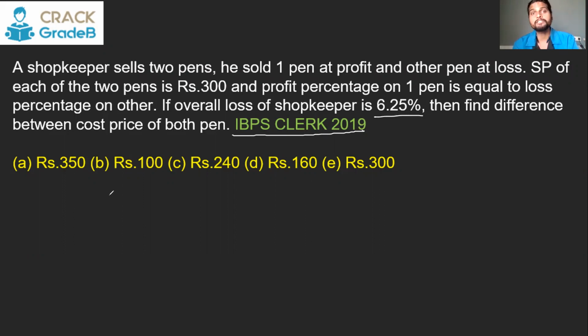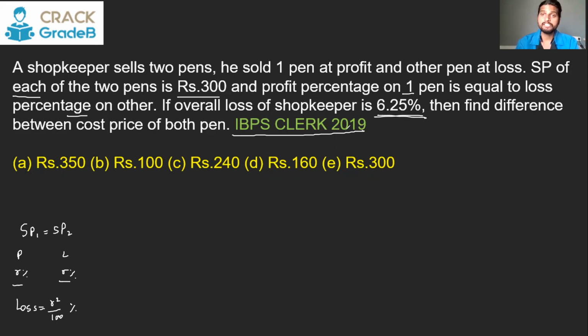We discussed one situation in our profit and loss video: if the selling price of 2 articles is equal, one article is sold at profit, another at loss, and the profit percent on 1 is equal to the loss percent on the second, then there will always be a loss of r square upon 100%. Everything falls into place here, because the selling price of each of the 2 is the same, 300. Let's call the profit percent on 1, which equals the loss percent on the second, r. The overall loss percent is 6.25%.